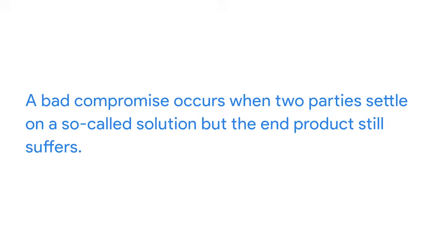This leads to a standstill in the project and will likely delay certain aspects of the project's progress. Typically, we think of compromises as a positive way to resolve issues. But there is such a thing as a bad compromise. A bad compromise occurs when two parties settle on a so-called solution, but the end product still suffers. When it comes to compromising on important project goals, it's not productive for either party to settle simply because it's a means to an end.